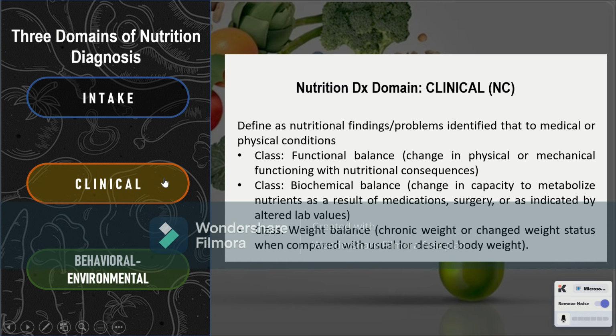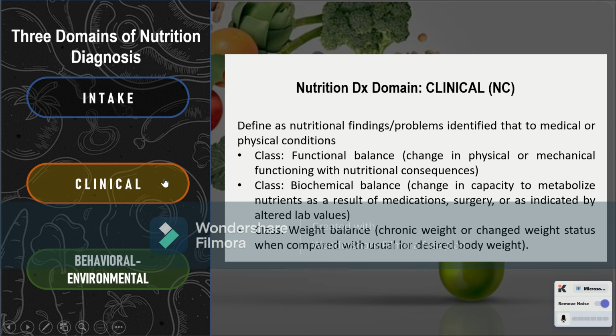We also have the biochemical balance. So, it is defined naman as a change or capacity to metabolize nutrients as a result of medication, surgery, or as indicated by altered lab values. So, yun nga yung mga example na: impaired nutrients utilization, altered nutrition-related laboratory values, and food medication interactions.